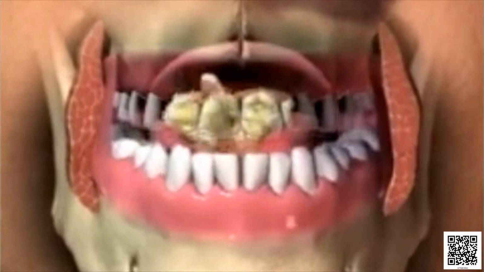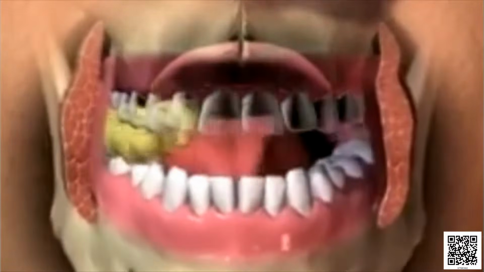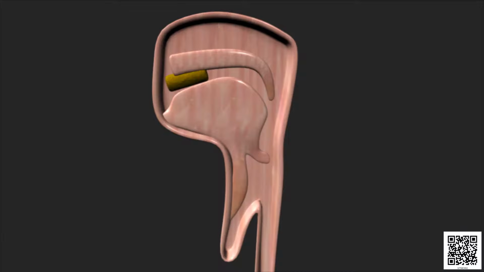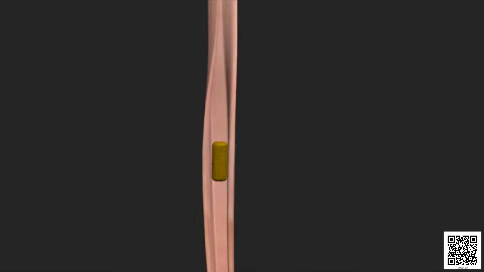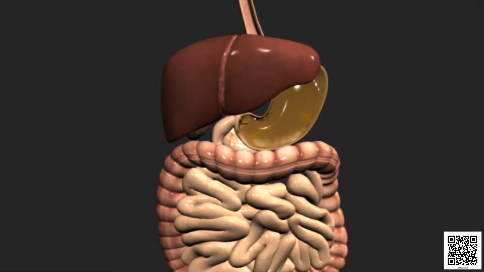The food pipe or esophagus. The swallowed food passes into the food pipe or esophagus. The food pipe runs along the neck and chest. Food is pushed down by movement of the wall of the food pipe.